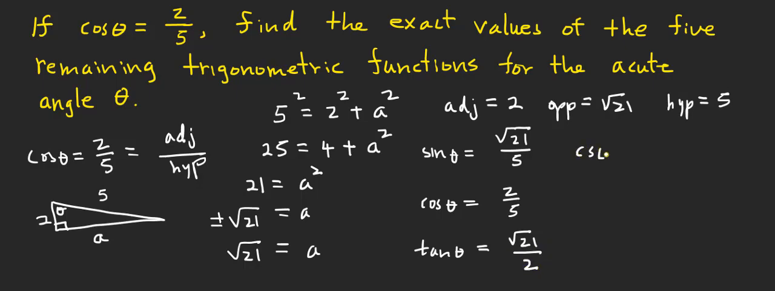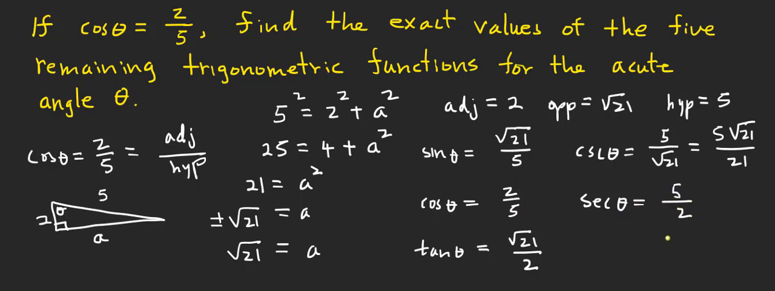Now, what is cosecant theta? Cosecant theta is the reciprocal of sine theta, which is 5 over radical 21. And you don't want to have a radical on the bottom, so multiply top and bottom by radical 21. You end up getting 5 radical 21 over 21. What about secant theta? Reciprocal of cosine theta, which is going to be 5 over 2. And cotangent theta is going to be the reciprocal of tangent theta, which is 2 over radical 21. Again, you don't want to have a radical on the bottom, so multiply top and bottom by radical 21. You end up getting 2 radical 21 over 21.